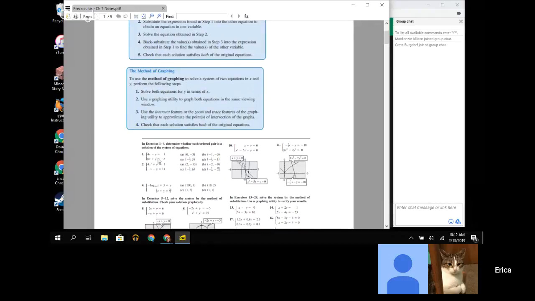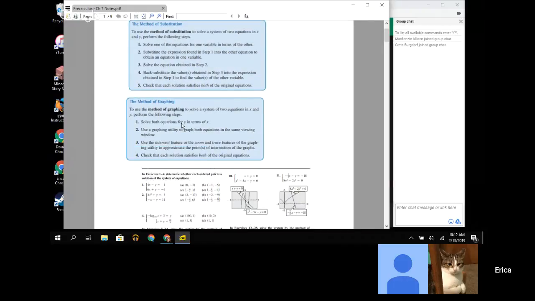And we primarily talked about these two methods, which is substitution and graphing. So Greta, that's what you missed. You missed some fun graphing and substitution discussions.